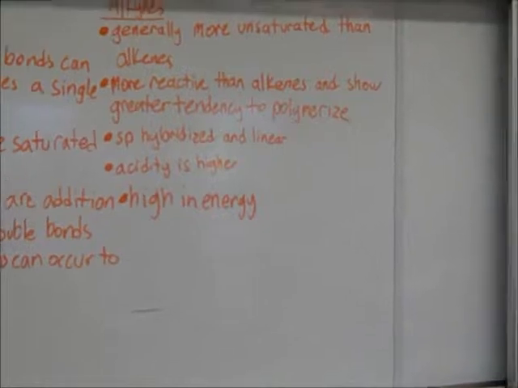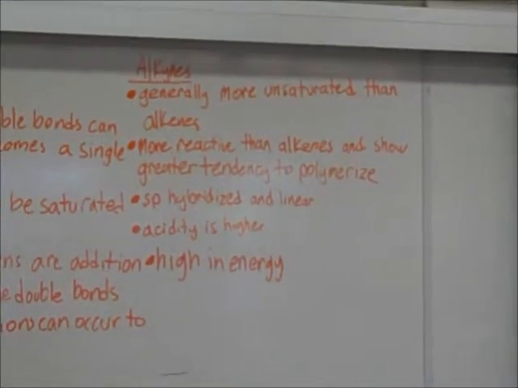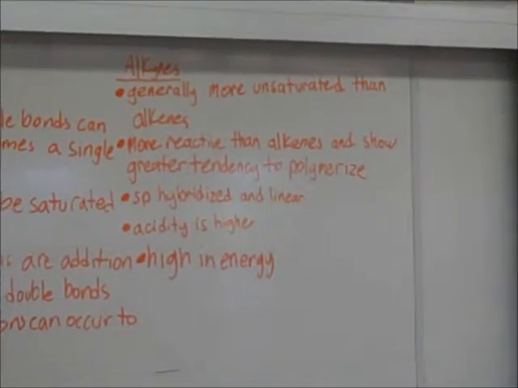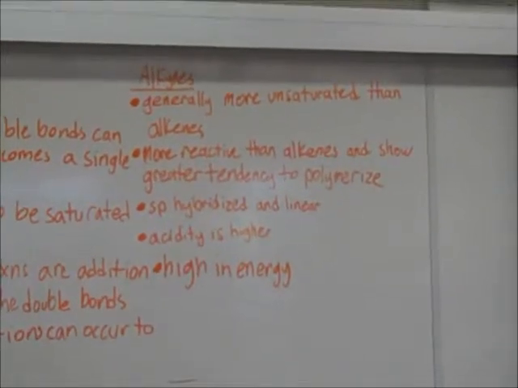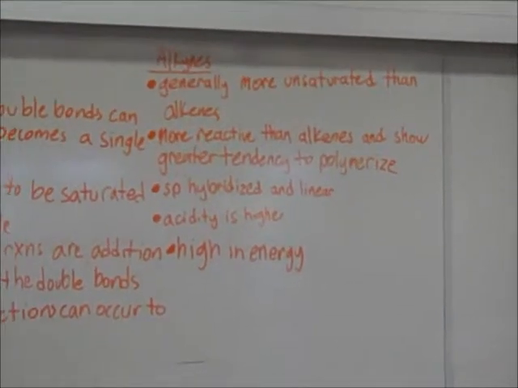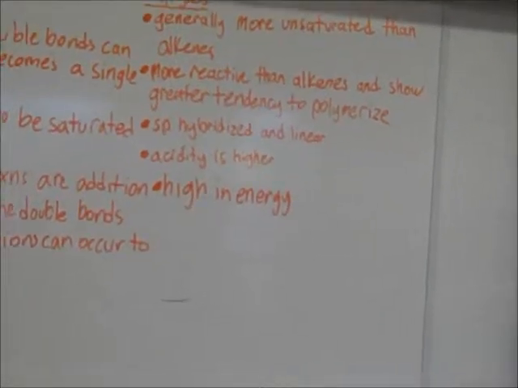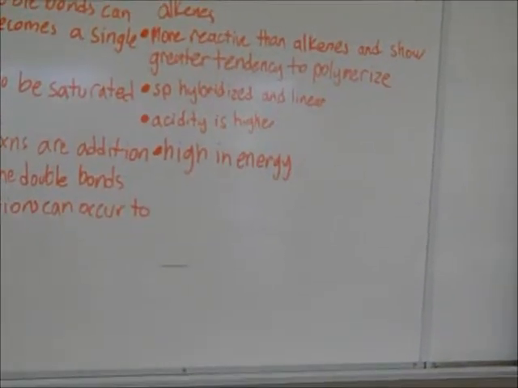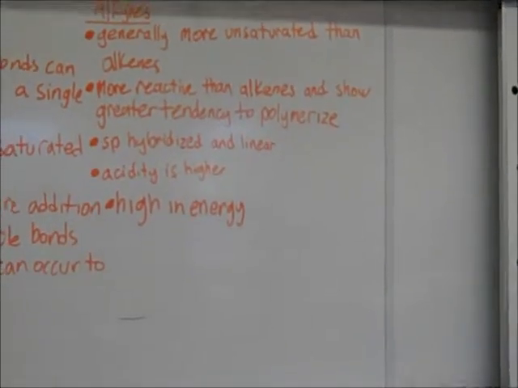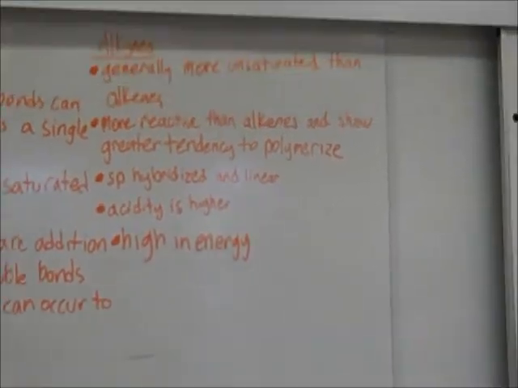Alkynes. These are generally more unsaturated than alkenes because they have triple bonds in them. They're more reactive than alkenes and show a greater tendency to polymerize. Alkynes are also sp hybridized and linear. These are generally more acidic than alkanes and alkenes, and these are also high in energy because of the repulsion between the electrons.